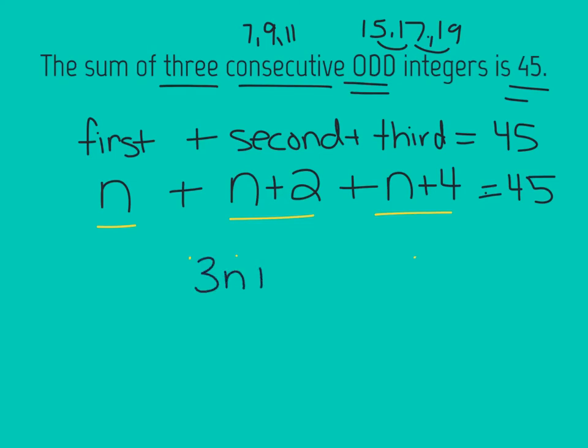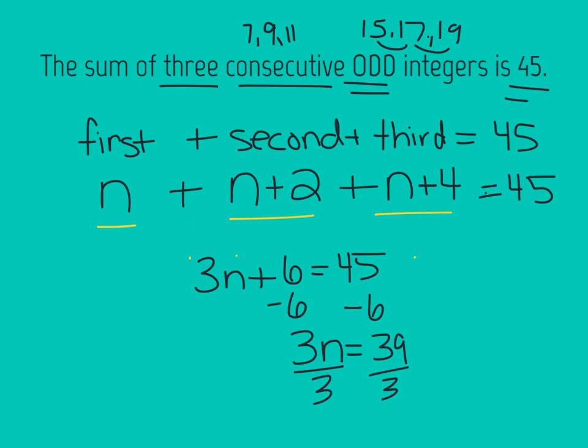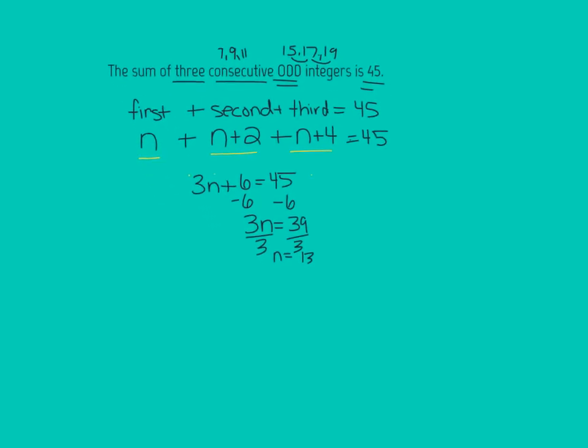I have 3n plus 6 this time equals 45. Subtract 6 from both sides, and I have 3n equals 39. And when I divide both sides by 3, I get an answer of n equals 13. So that tells me that my first number is 13. And if we are doing three consecutive odd numbers, then our next odd number in order would be 15. And the one after that would be 17.